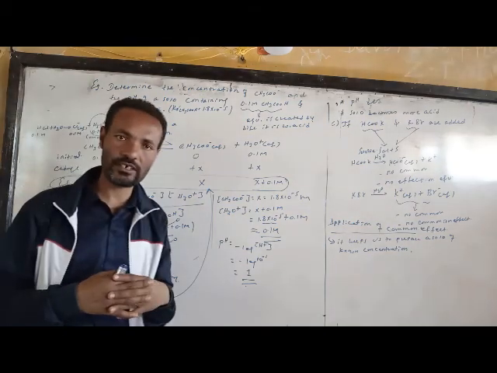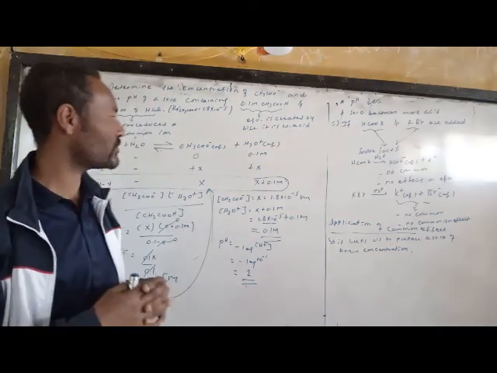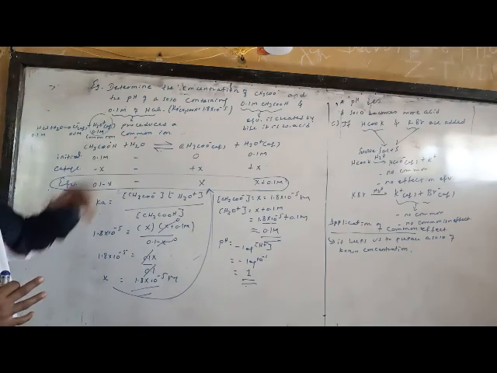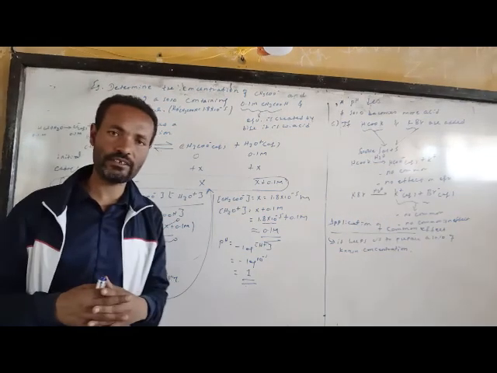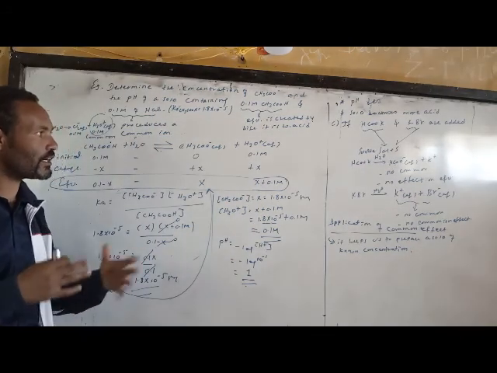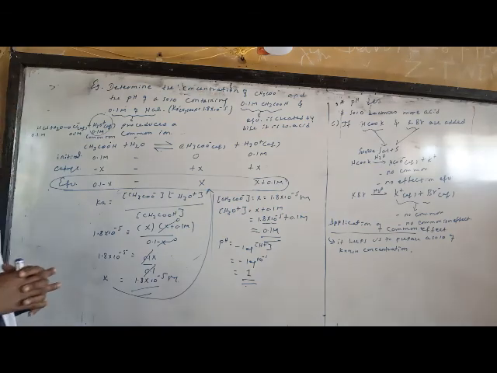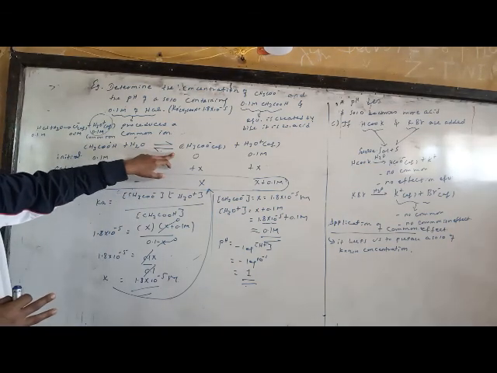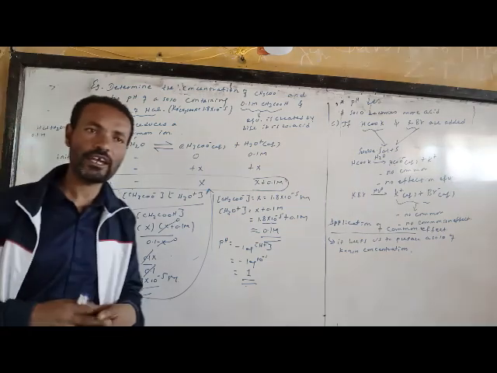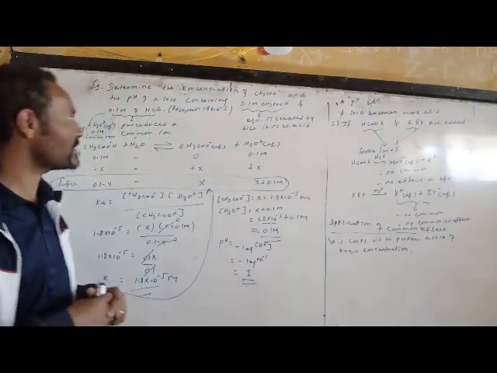So for the sake of summarization, today we tried to see about the common ion effect, and the common ion effect is defined as the shift in ionic equilibrium caused by the addition of a solute that can provide a common ion that can take part in the chemical reaction.